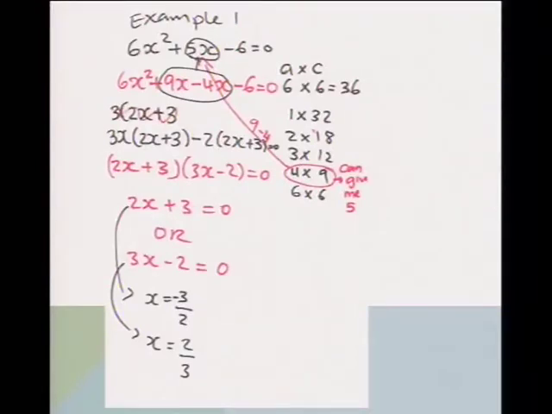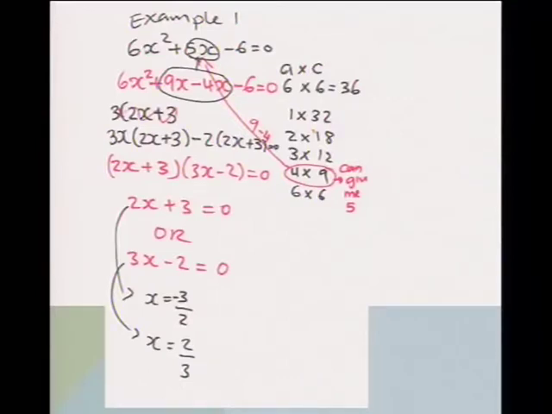Okay? Look at the example, the A is 6. C is 6. So 6 multiplied by 6 is 36. So we are looking for the factors of 36. Now we pick one pair that if you add or subtract, it will give you 5. It's only 9 and 4 that will give you 5. 3 and 12 cannot give you 5. 12 and 18 cannot give you 5. 1 and 32 cannot give you 5. 6 and 6 cannot give you 5. But 9 and 4 can give you 5. By saying 9 minus 4 will give you a positive 5.